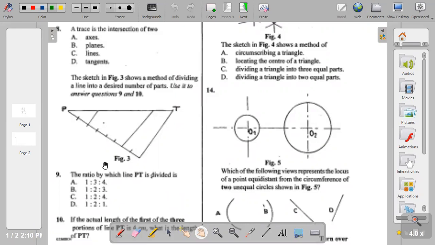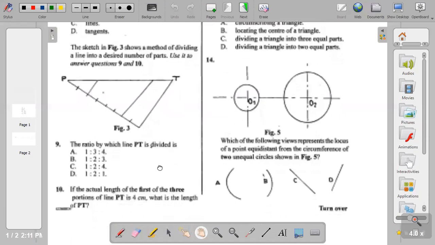The answer is, when we look at line PT, we see that the first portion is 2. This is 2 portions, 1, 2. And this is what? 1, 2, 3, 4. So this is 2:4:2. Now, when you divide through, it will give you 1:2:1. So the answer to question 9 is D.